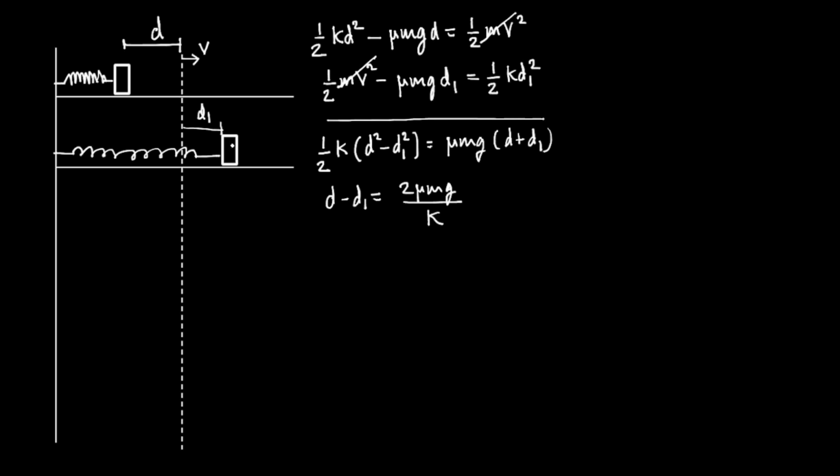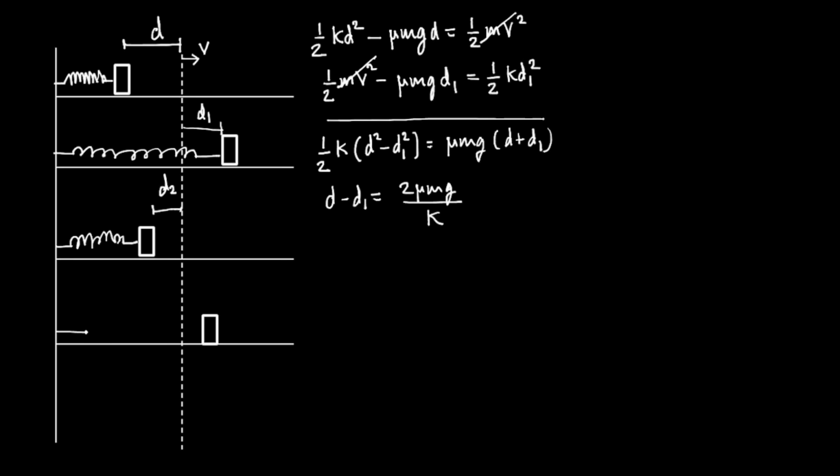Now, if the block starts moving from d1, then it again crosses the middle position with some velocity and finally reaches this position where the spring compression is, let us say, d2, and the process will be repeated. Here again the spring will be extended by, let us say, d3. So this to and fro motion will go on, and finally the block has to come to rest at the middle position, as per the condition of the question.